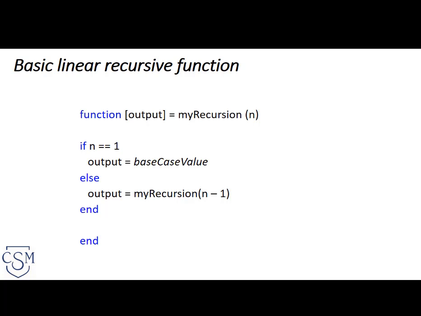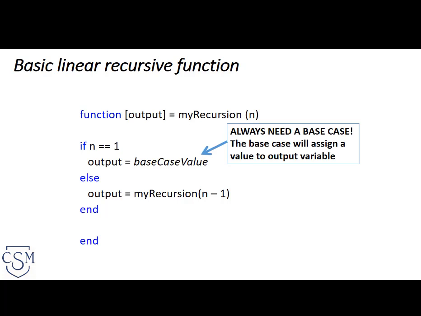And this is just a standard boilerplate template for a basic, and I say linear, recursive function. I'll show you what I mean by that later: this will proceed in a linear fashion without branching. This is the easiest recursive function to understand. And we always need a base case scenario. So the base case here is if the input n is 1, we'll output the base case value.